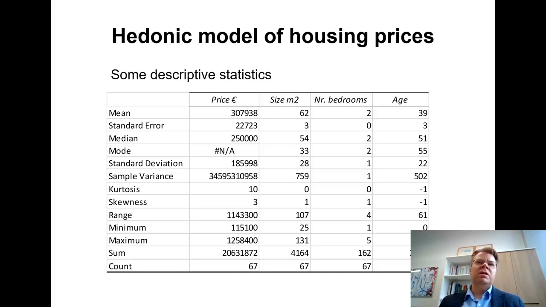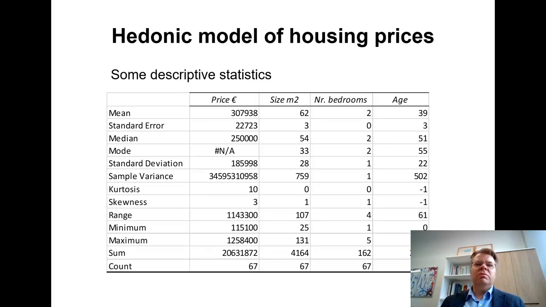Average apartment size was 62 square meters. On average there were two rooms, but there were also one-room and even five-room apartments. And average age was 39.9 years. And here are some descriptive statistics that you can also read. For example, if you think about the price distribution, these descriptive statistics indicate that the price distribution is quite skewed. So, for example, if you compare the mean price and median price, median is much lower than the average.